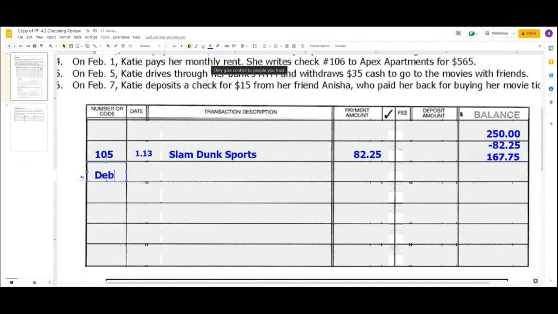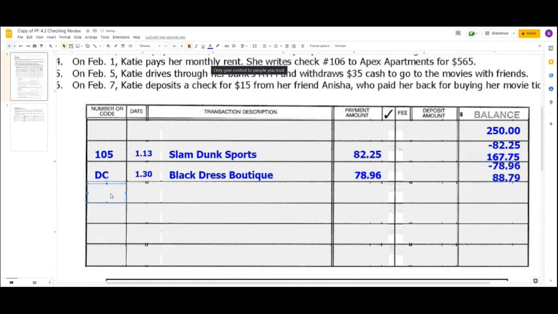You could have wrote debit. When you're writing some sort of shorthand code, it's really up to you what you want to put there that'll make sense. We take out 78.96 to get us to 88.79.